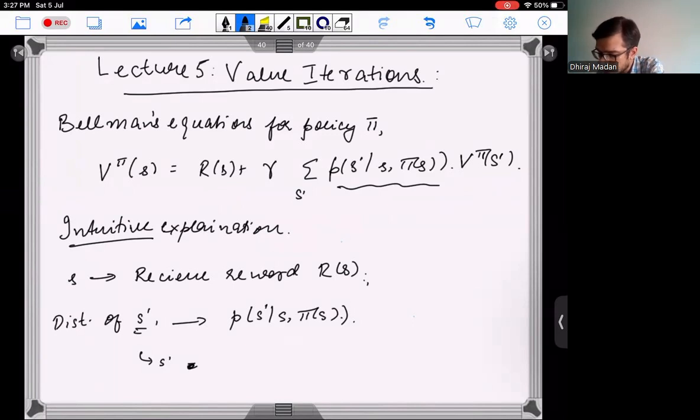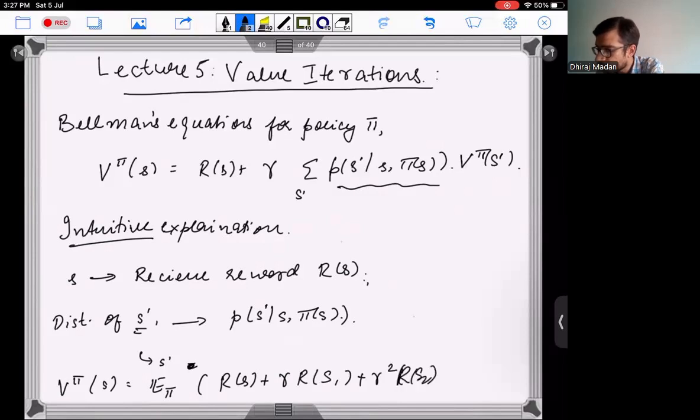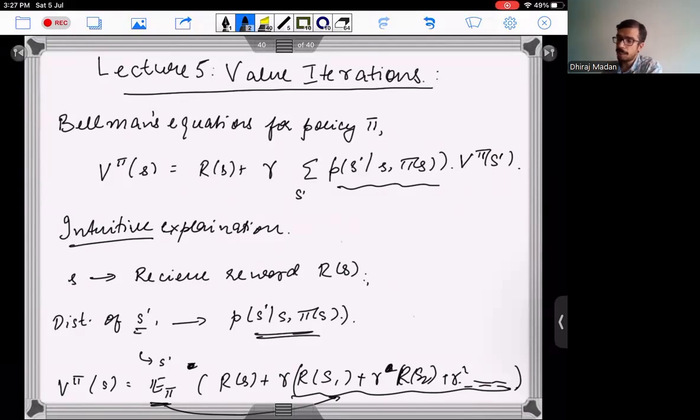Why? Because the way our value function is defined, it is essentially R of s plus gamma times R of s1, so let's say the next state is s1, plus gamma squared times R of s2, plus so on. So I can take out this gamma common, and this expectation from S1 onwards will be V pi of S1, right? And if you average over all the possibilities of S1, which comes from the distribution P of S prime given S and pi of S, your expectation is going to be the sum over S prime of P of S prime given S and pi of S, times V pi of S prime, and this gamma which is outside, and then R of s is what is added.